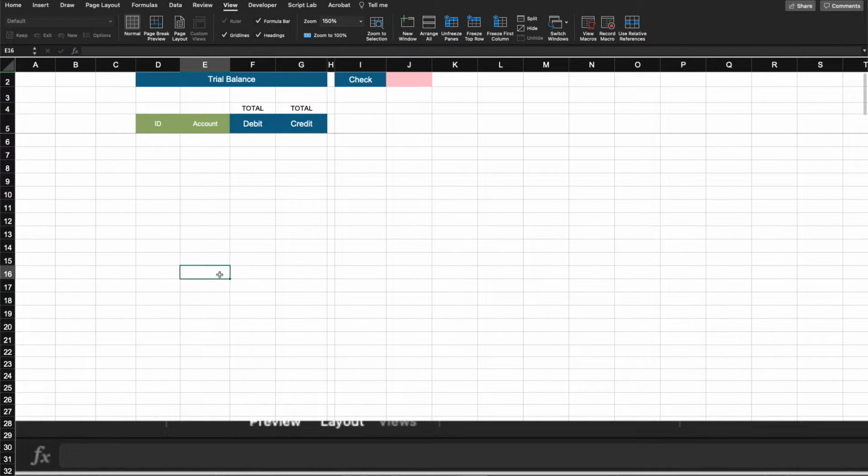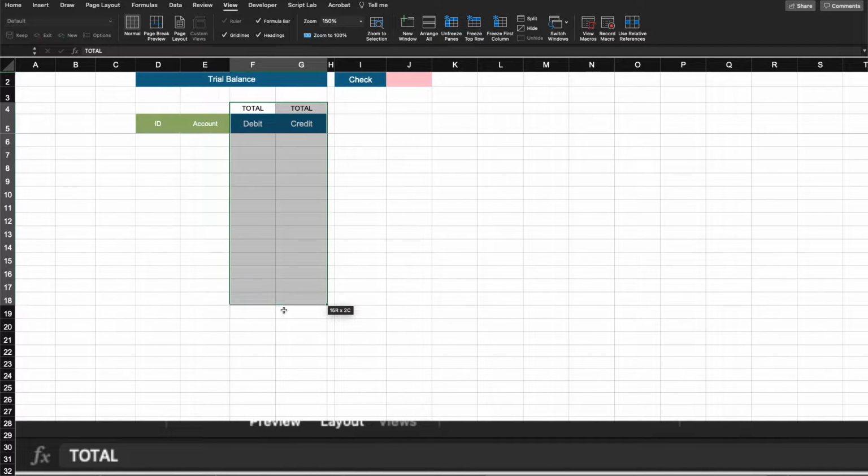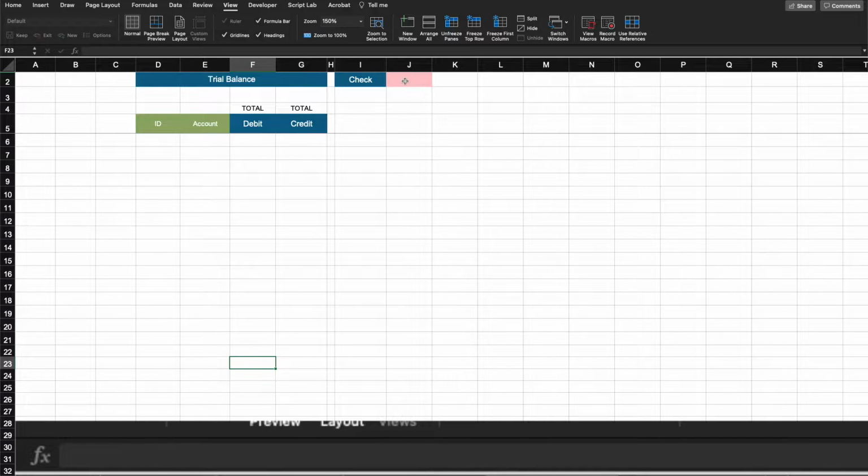Here is a basic trial balance sheet. I put some headings on it, and the whole idea is that we total all the debits and all the credits here for all the accounts, and then we check that the sum of all the debit entries is equal to the sum of all the credit entries, which means the account is balanced.